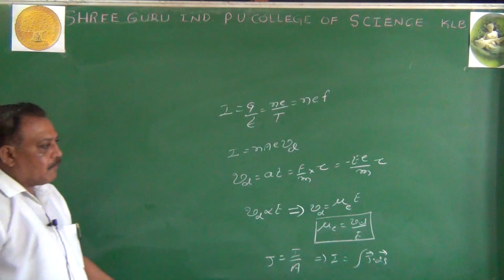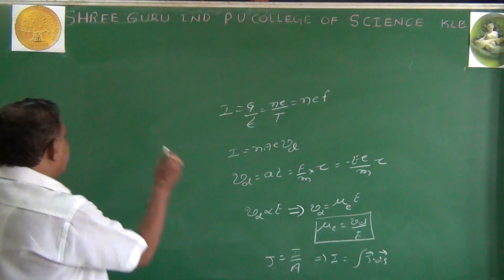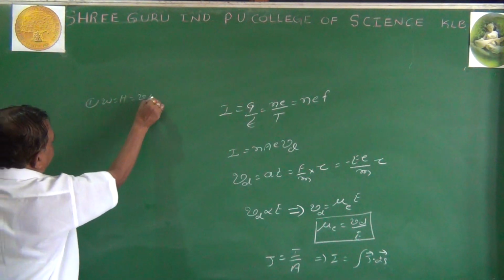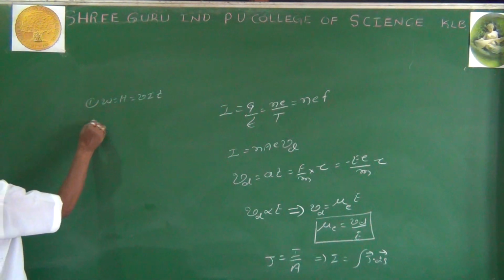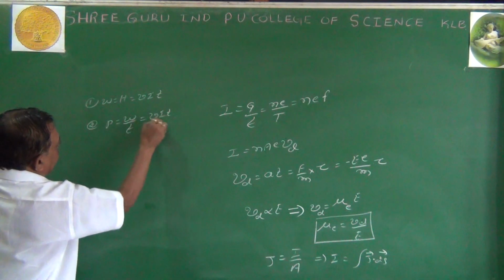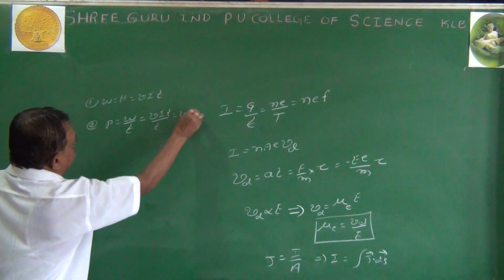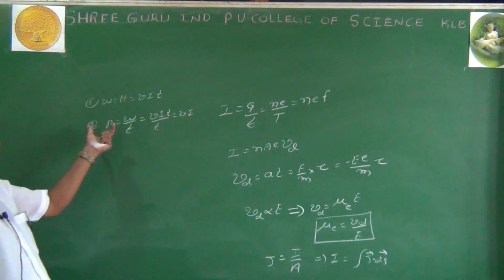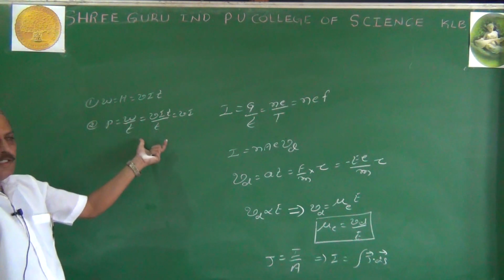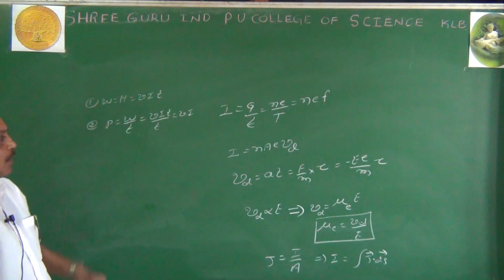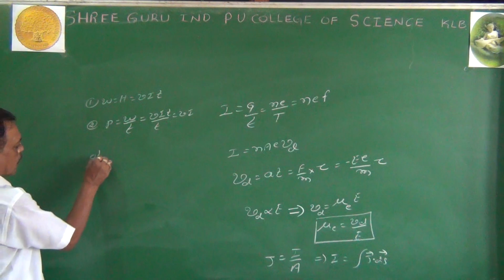Then after that, we come across the heat generated in the conductor, that is work done, W equals VIt. Then we come across power equals work done by time, that is VIt by t, which is V into I. Then we have the two more equations for power by using Ohm's law, V equals I into R concept. Then after that, we come across Ohm's law.